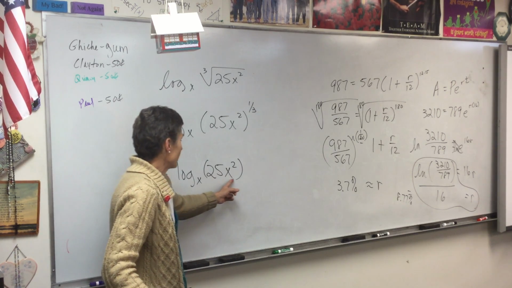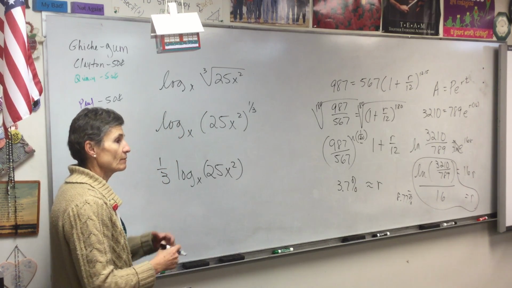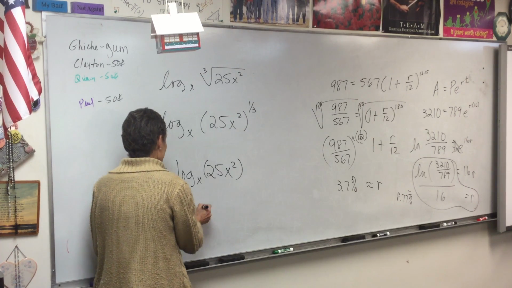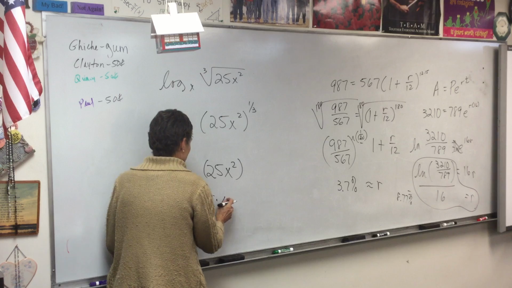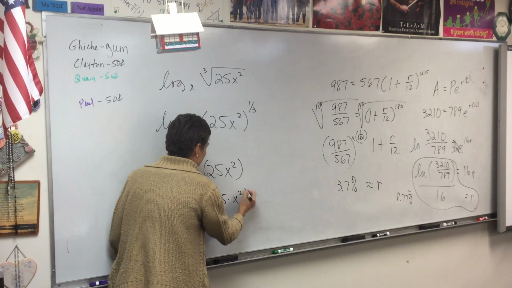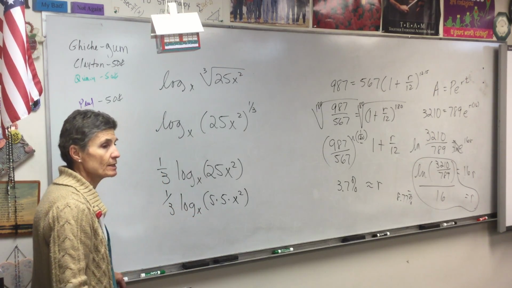Can that be broken down at all? You can break that down. Think of the prime factorization. You can think of that as 5 times 5 times x squared. You could even make it x times x if you wanted. You don't need to, but you could.